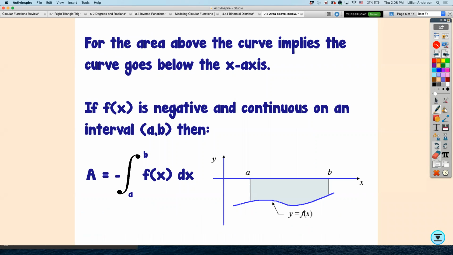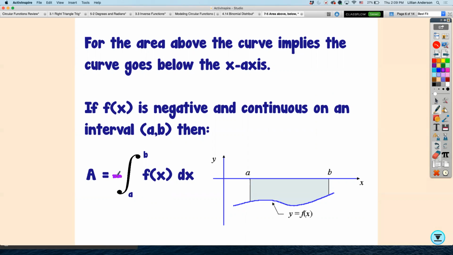To find the area above the curve implies that the curve goes below the x-axis. And we talked about it a little bit the other day. We're actually going to go into it a little bit more in detail. If a function is negative, so if your y's are negative and continuous on a particular interval from a to b, then the area is the negative of the antiderivative of that respective function.